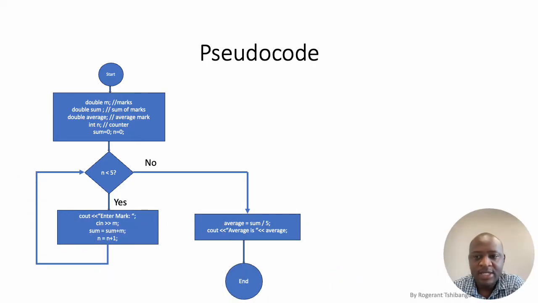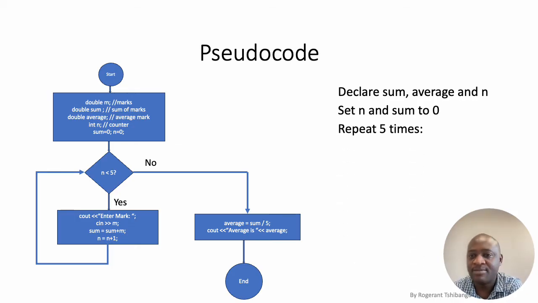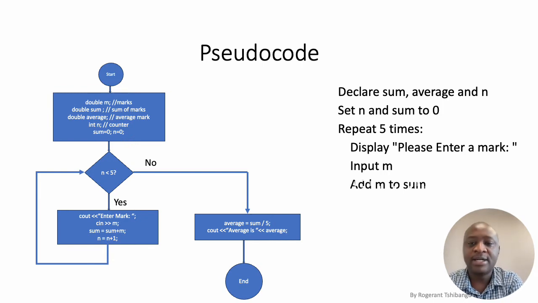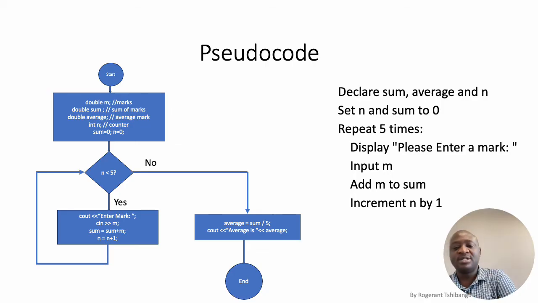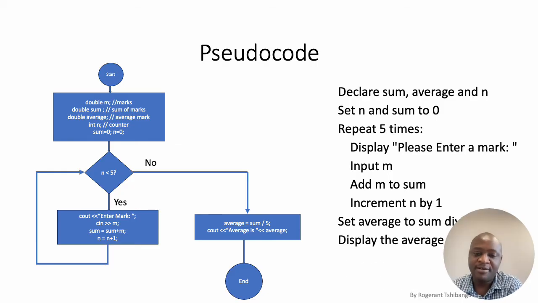All right. Now when it comes to the pseudocode, it's straightforward. You just look at your flowchart, and then you just talk to it as we are speaking in English. Remember what we said last time. So you just make an English statement out of it. You declare your sum, you declare your average, set sum and n to 0, repeat 5 times. What are we repeating 5 times? You are repeating: enter the mark, input marks, add m to sum, increment n by 1. So you repeat this 5 times. Once that is done, you set the average to be sum divided by 5, and then you display the average. Basically, that's it.